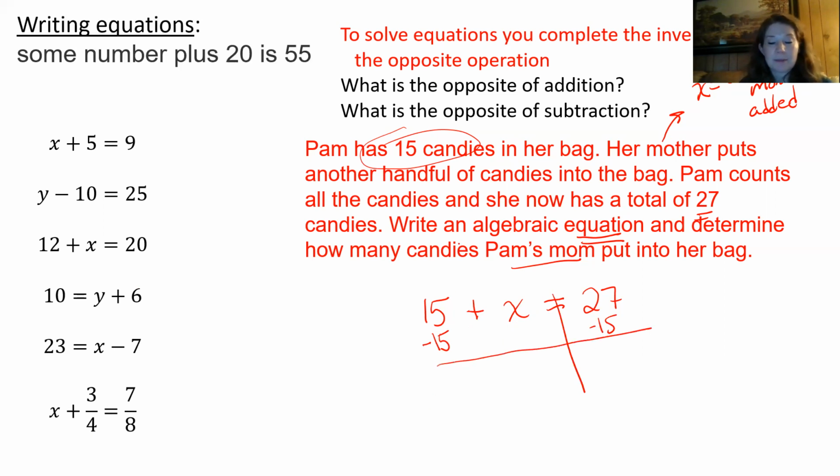I like to set it up like a addition or subtraction problem. 15 minus 15 is 0. I'm left with X equals 27 minus 15 is 12. So Pam's mom added 12 pieces of candy.